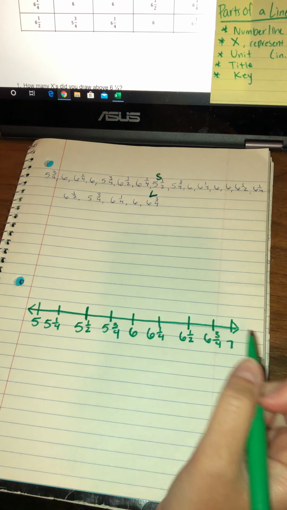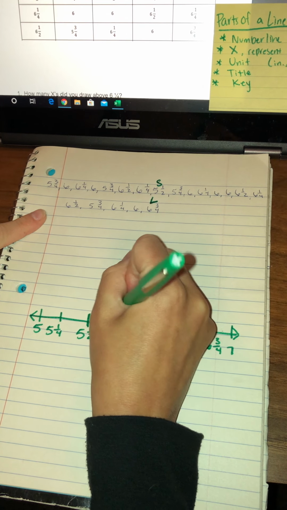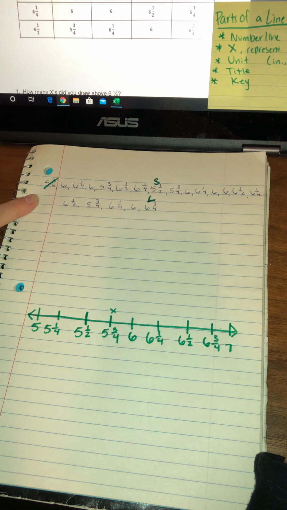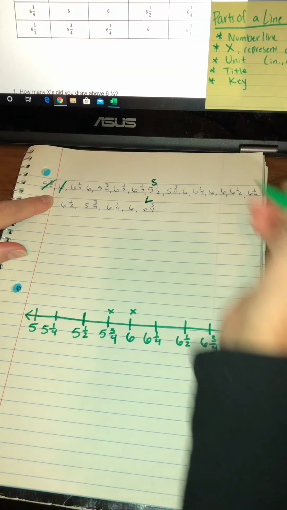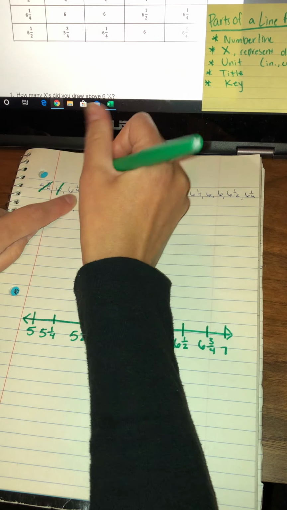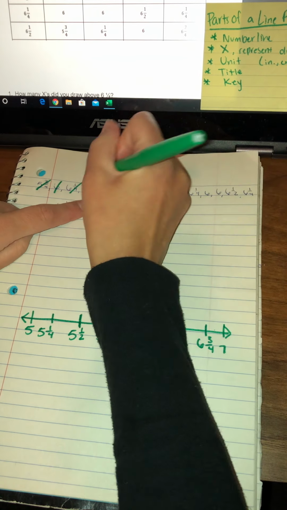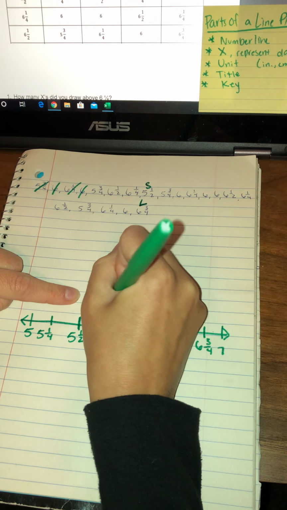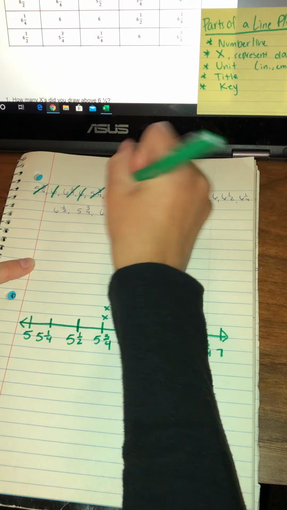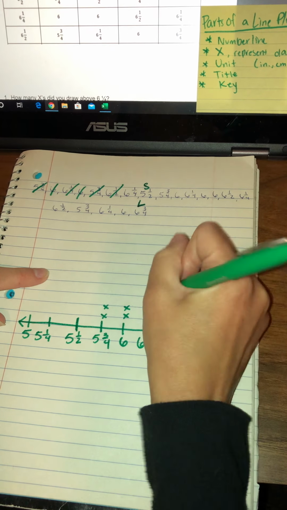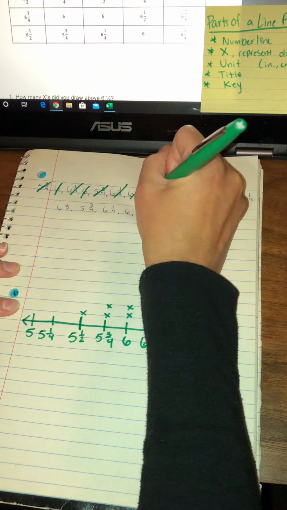I rewrote my data, so I could say 5 3/4. I'm going to put an X right here, and then cross it out so I don't get confused. A 6, I'm going to put an X on the 6, and then cross it out. 6 1/4, put an X there, cross it out. Another 6, put it right there, cross it out. 5 3/4, cross it out. 6 1/2, cross it out. 6 1/4, cross it out. 5 1/2, cross it out.